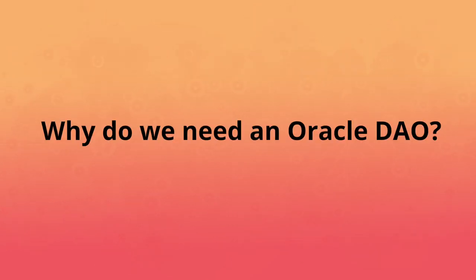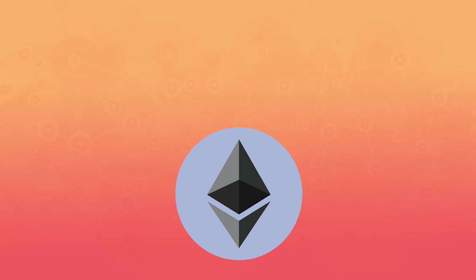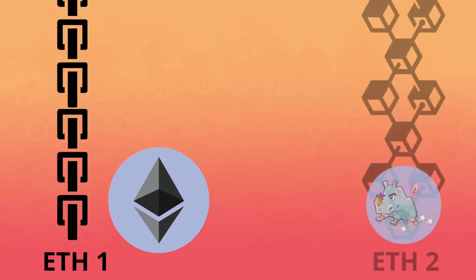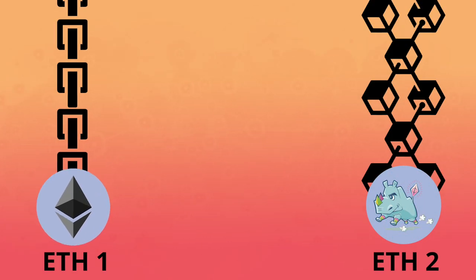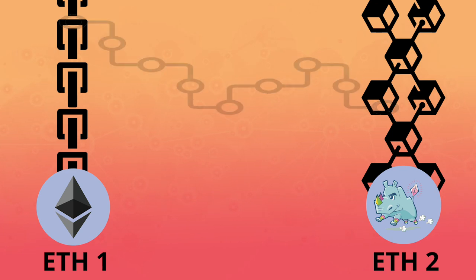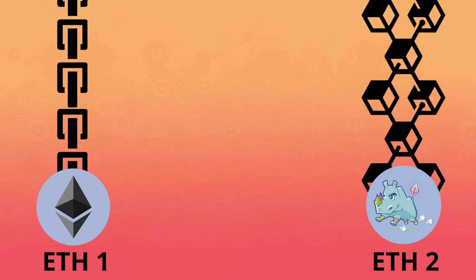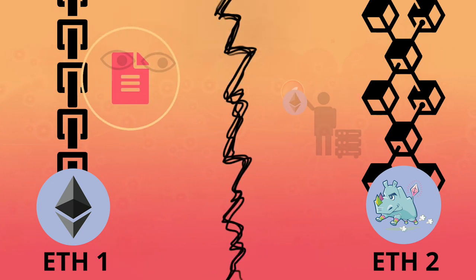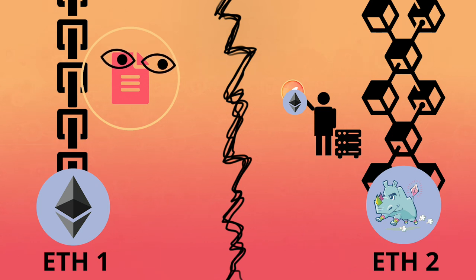So why do we need an Oracle DAO? Ethereum in its current state is operating with two separate chains, the ETH1 mainnet chain and the ETH2 beacon chain. These two chains are not connected as of the making of this video, and they may never be in a way that would allow a smart contract on ETH1 to know about the state of any validator on the ETH2 chain, such as if the validator had been staking well and earning rewards, or performing badly and being offline regularly.